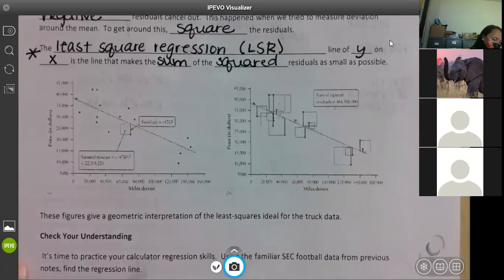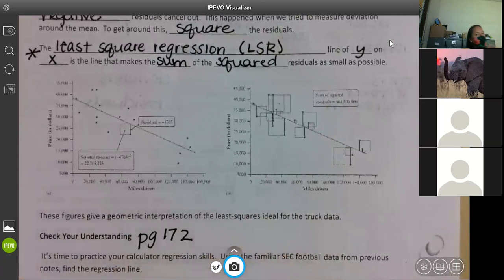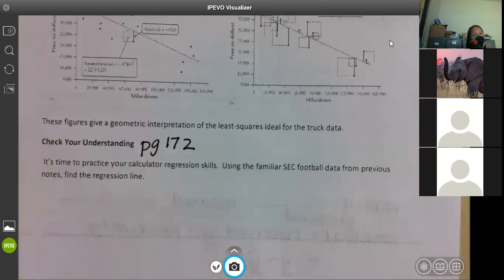All right, so to check your understanding, on page 172, it asks you to do this formula for the regression for SEC football data that we've already done before. How do we find that regression line? Tell me the steps to do it. I'm sorry, Zoomers, don't answer. How do we do it?